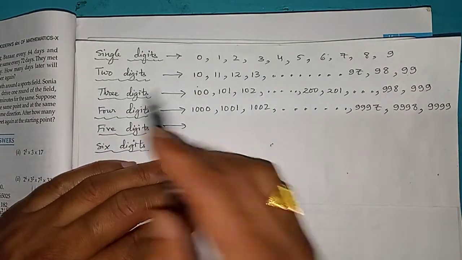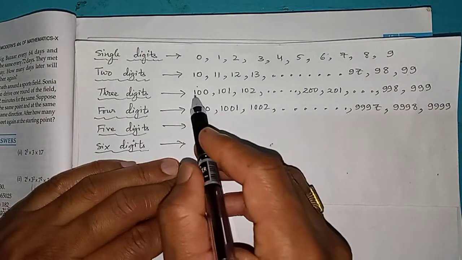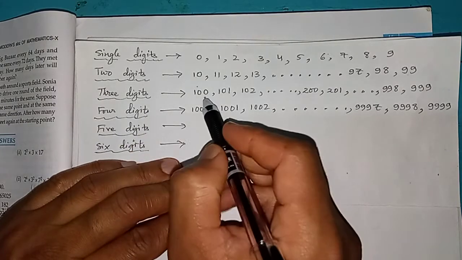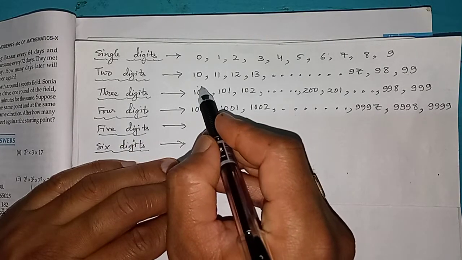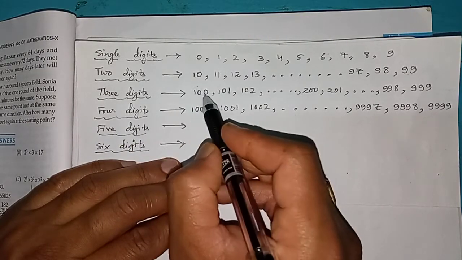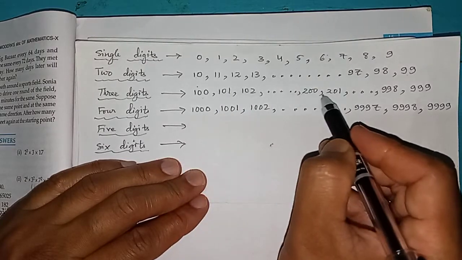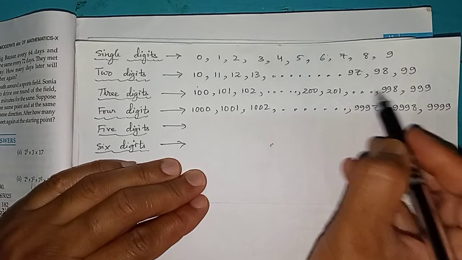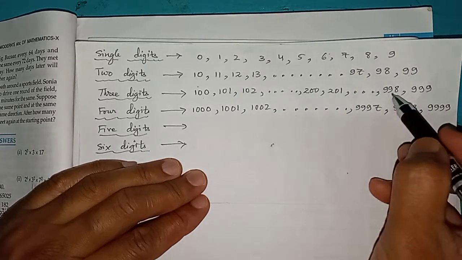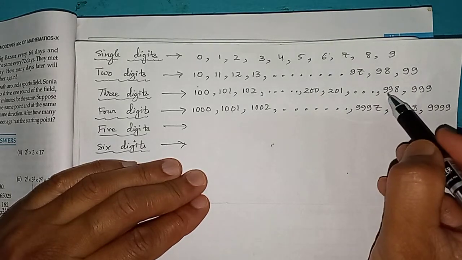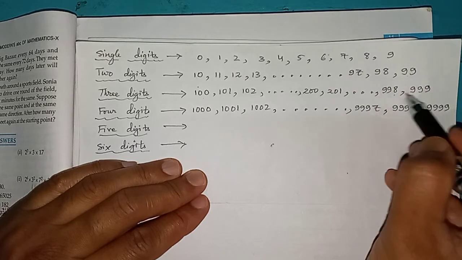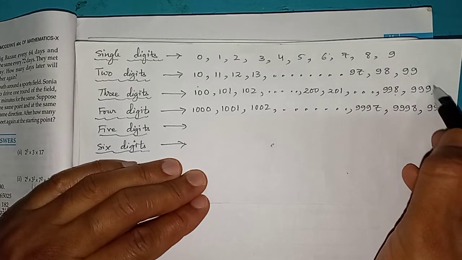For 3 digits, after 99 comes 100. The moment I write 100, it is 3 digits. There's no other number less than 100 which is 3 digits, so 100 is the smallest 3 digit number. Then after 100 comes 101, 102, 103, 200, 201, 202, 300, 301, and like this, keep on writing. You'll find that you reach 998 and 999. Up to here it's still 3 digits.